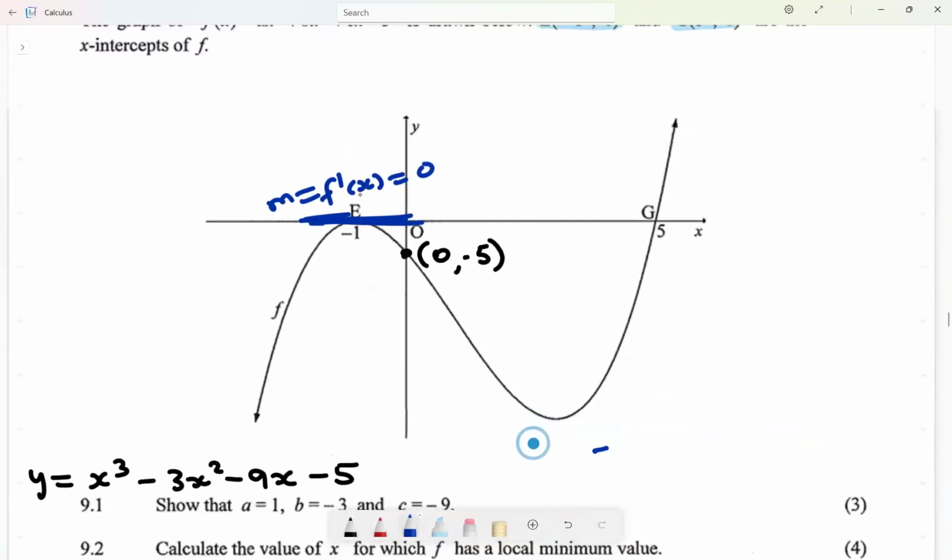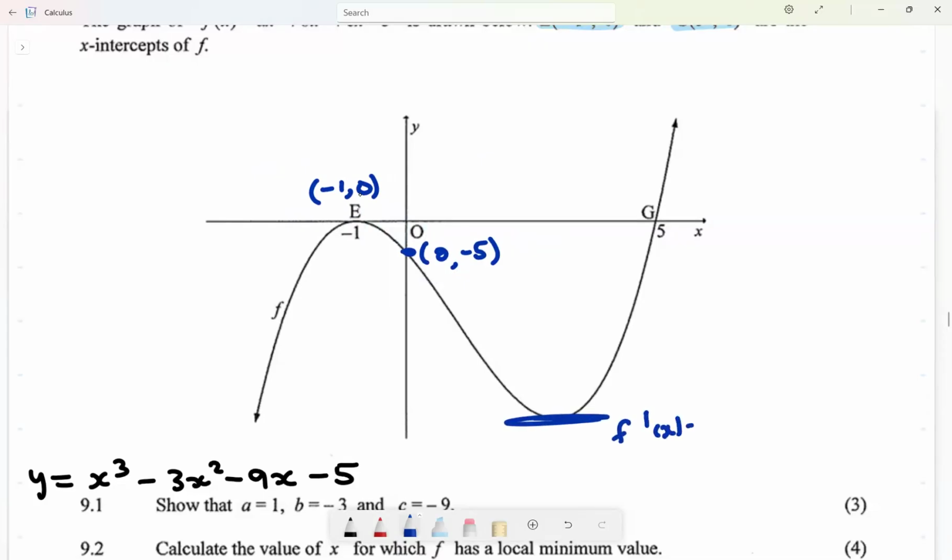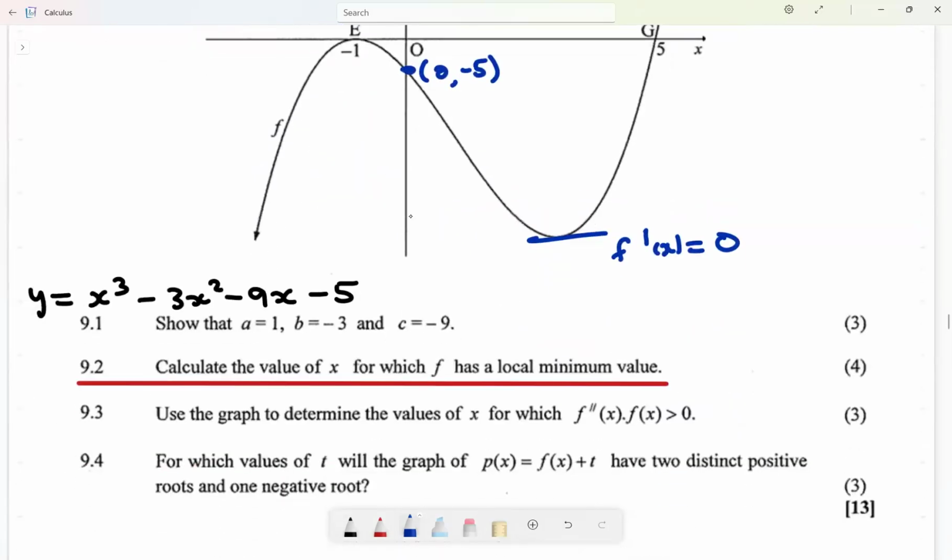They want only the x value. Here we already know the coordinate, it is negative 1 and 0. Here the coordinate is 0 and negative 5. So we know that when we let our derivative be equal to 0, we're going to get one of the factors as negative 1, and then the other factor should be positive, I'm assuming positive 3, looking at the sketch. Let's see, but close to positive 3. So how can I get that?